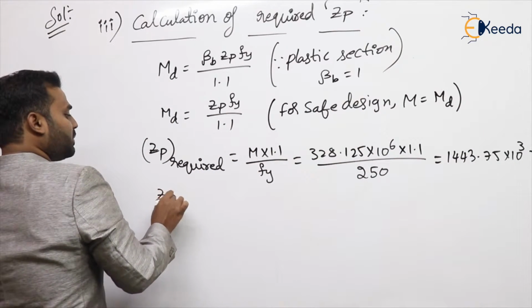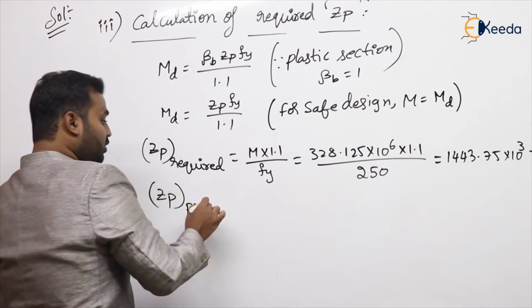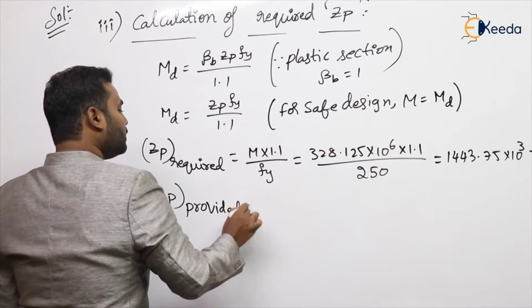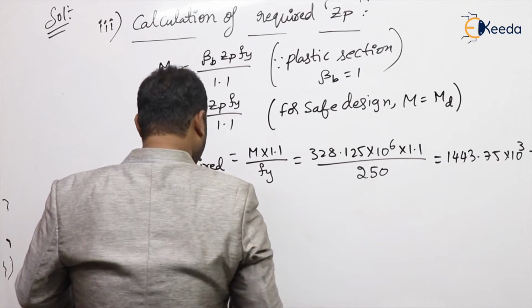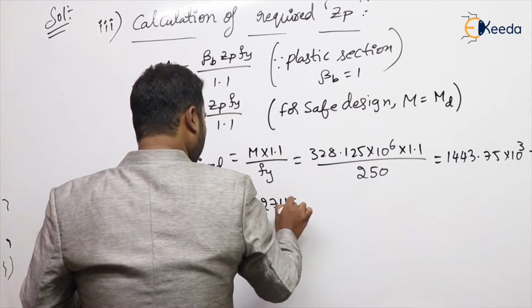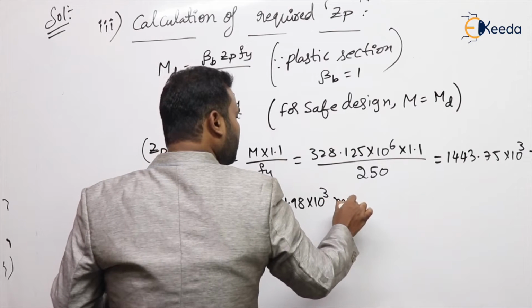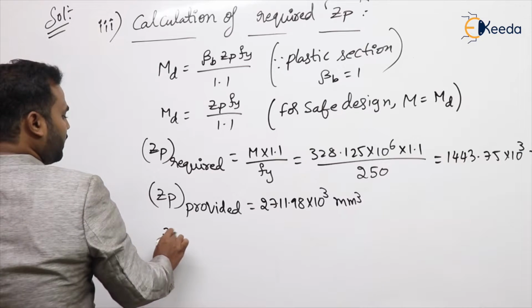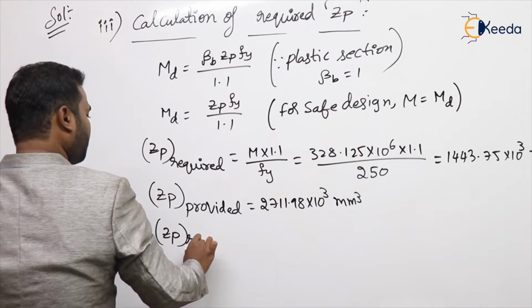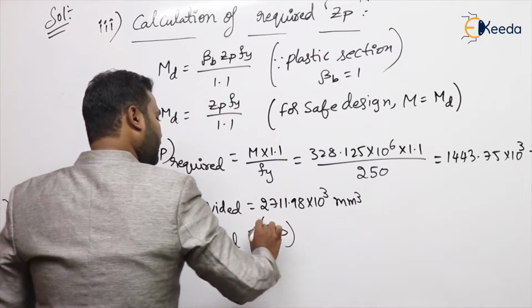Then how much is the ZP for ISMB 550, or you can say how much ZP we have provided? So ZP provided is 2711.98 into 10 cube mm cube. Is that okay? So from this it is very clear that ZP required is less than ZP provided.